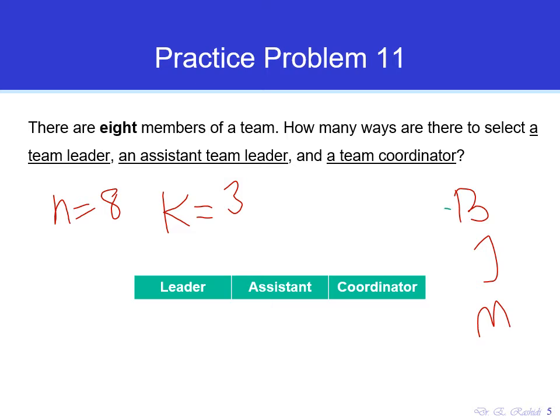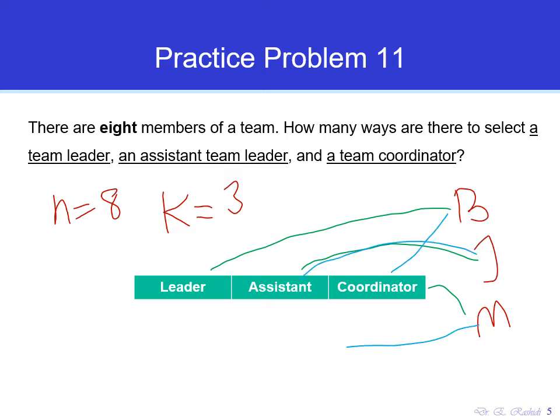For example, Bill can be leader, Jack can be assistant, and Margaret can be coordinator. Or Bill can be a coordinator, Jack can be assistant, and Margaret can be a leader. In fact, there would be 3 factorial, which is 6 ways to have a leader, an assistant leader, and a coordinator out of these 3 people: Bill, Jack, and Margaret. Right? So here, the order of these 3 people matters because the positions that they are going to get are different. The order matters: leader, assistant, coordinator. Right? So this is an example of permutation. This is the formula for permutation. Okay. So let's solve for this.